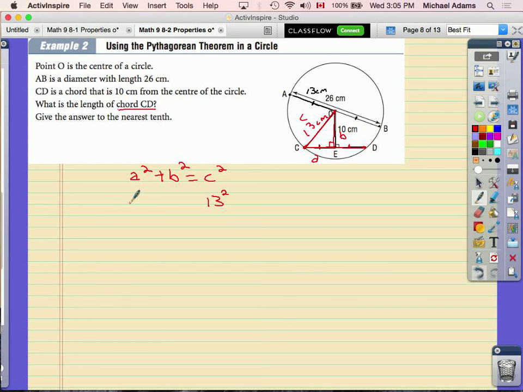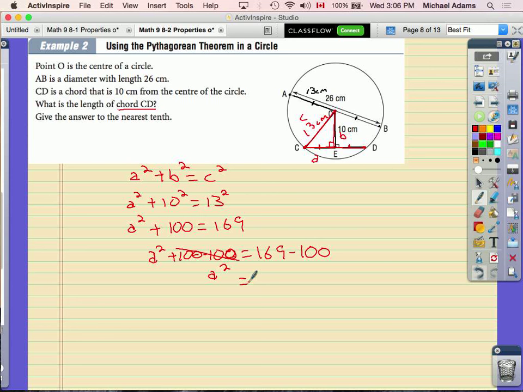So a, I don't know what a is, so I'll leave it as a squared. B, I'm told is 10, so that's 10 squared. Now I can just simply do this math over here. A squared, we don't know what it is. 10 squared, well that's 100. 13 squared is 169. Okay, and now we should know what to do from here. So a squared, I have to get rid of the 100. So I'm going to go 100 minus 100, equal to 169 minus 100. Simple algebra. These will cancel out. Now I'm left with a squared equals 69.